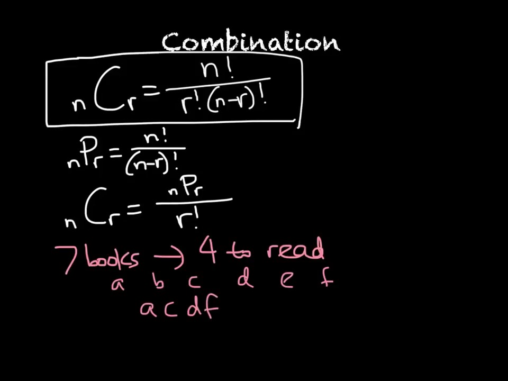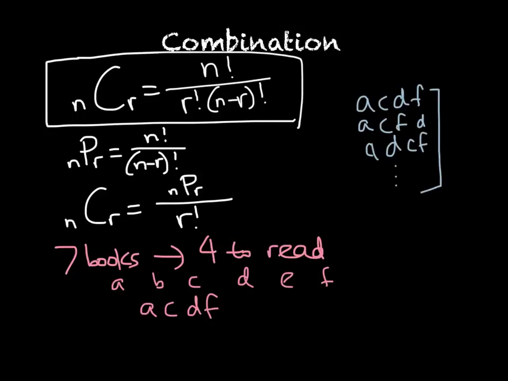Now, how does this combination relate to the permutation where the order in which she reads the books matters? Well, with this set of 4 books, she can read them in orders like A, C, D, F, A, C, F, D, A, D, C, F, etc. And the total number of ways that she can do this is the number of ways you can arrange 4 books in order. And the formula for calculating that is equal to 4 factorial.